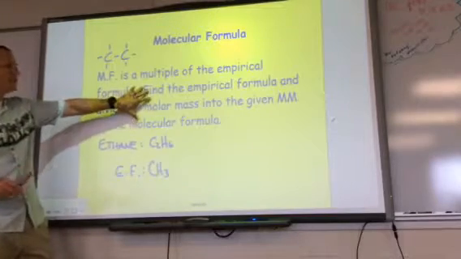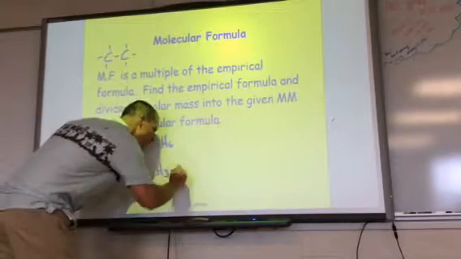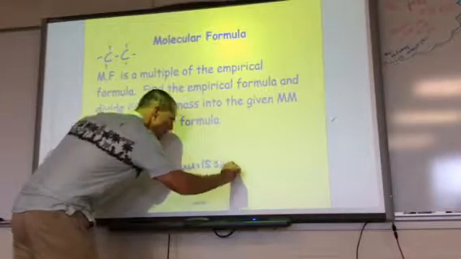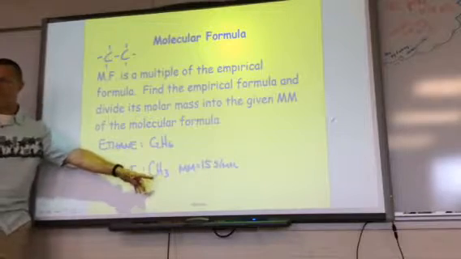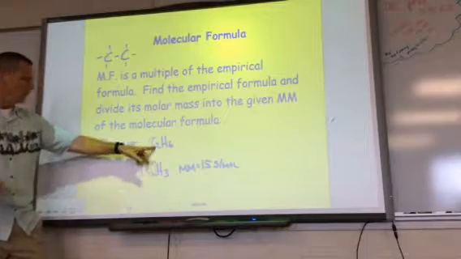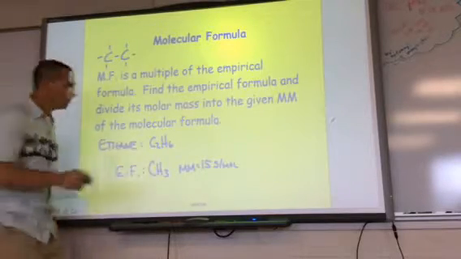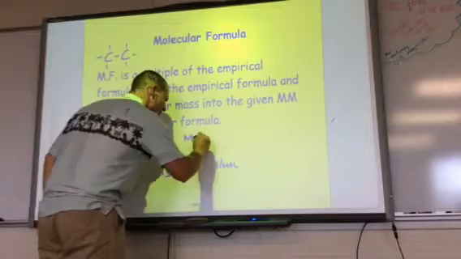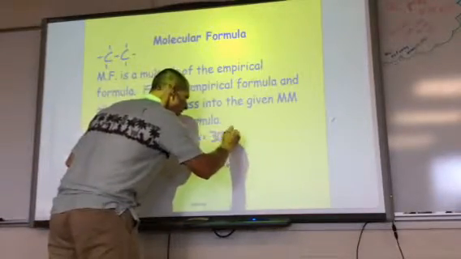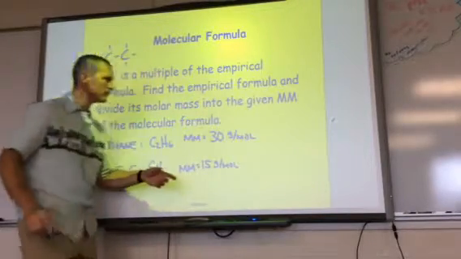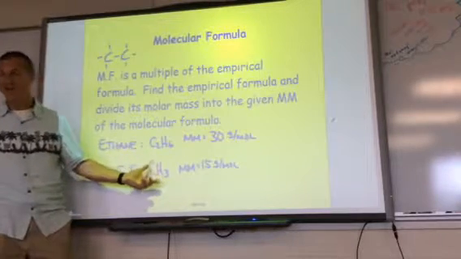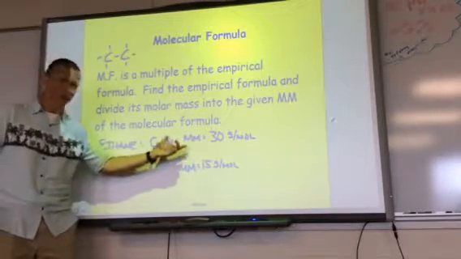The way we do it, and that's what this paragraph tells us: the molar mass of CH3 is 15, because carbon's 12 and hydrogen's 1, and there's 3 of them. So this has a mass of 15. If you add them up for ethane, the molar mass is 30. 12 times 2 is 24, plus 6 is 30. Notice that the molar mass of ethane is twice as much as the molar mass of its empirical formula. It's exactly twice as much.